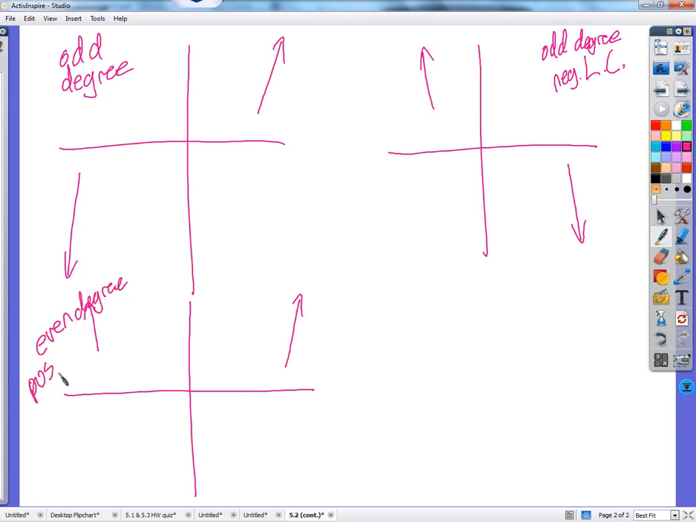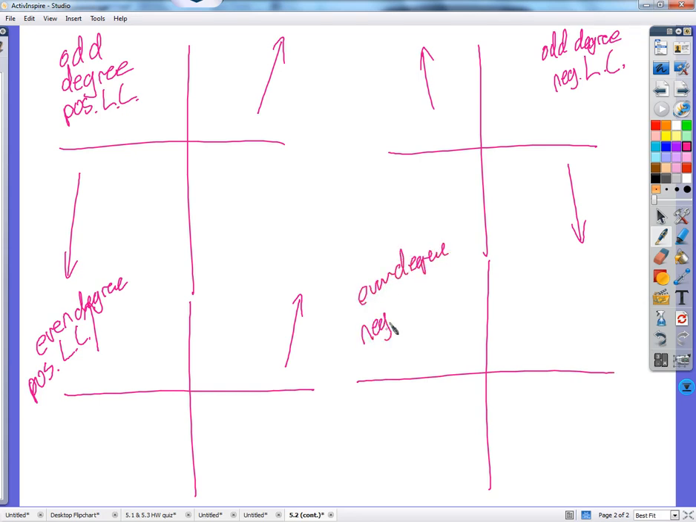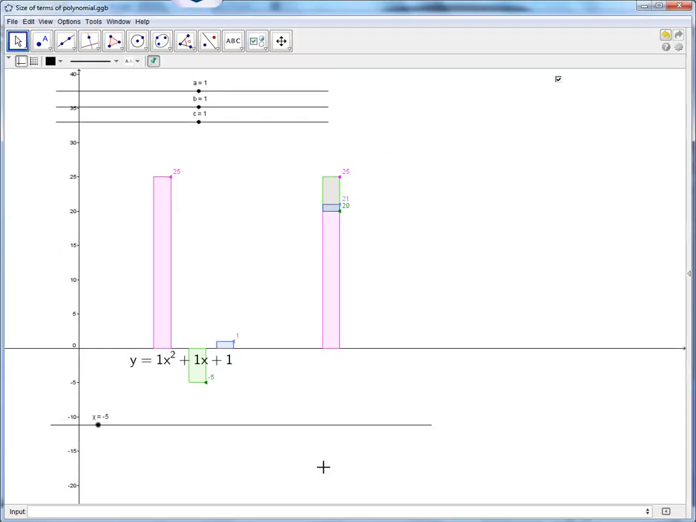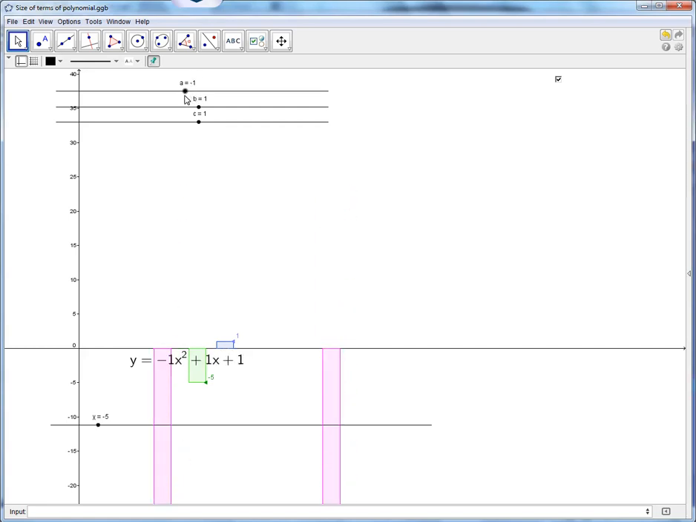But as we kind of talked about here, positive leading coefficient. Positive leading coefficient. If we have an even degree and a negative leading coefficient, if I let this guy in front be negative, like a negative 1, the x squared part, well, no matter what number you put in for x and you square it, you always get a positive. So that always positive number will get multiplied by negative, making this always negative.